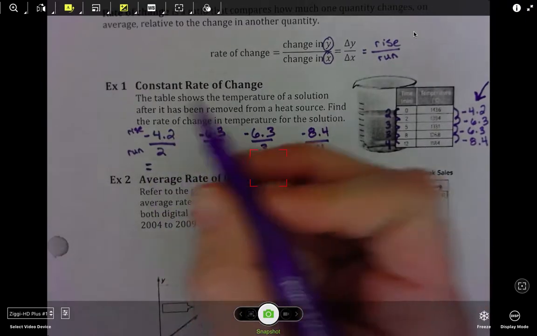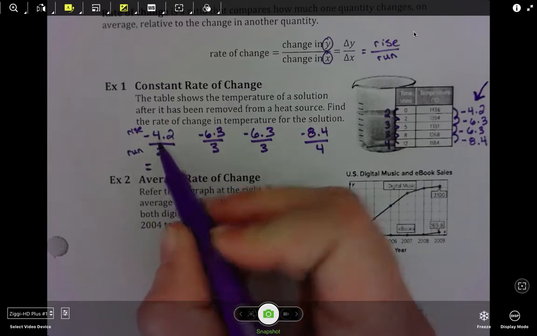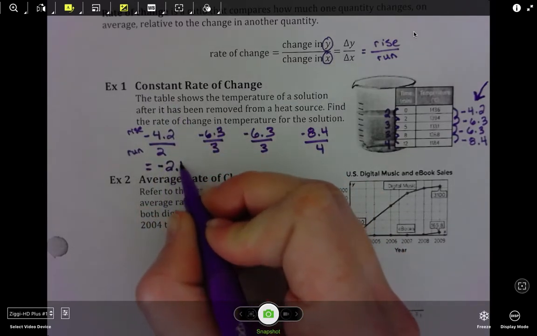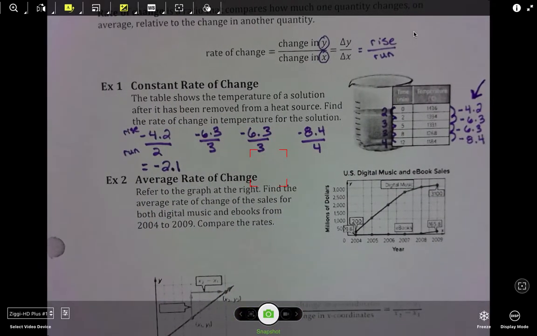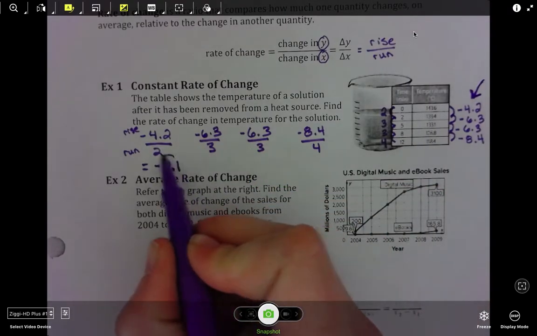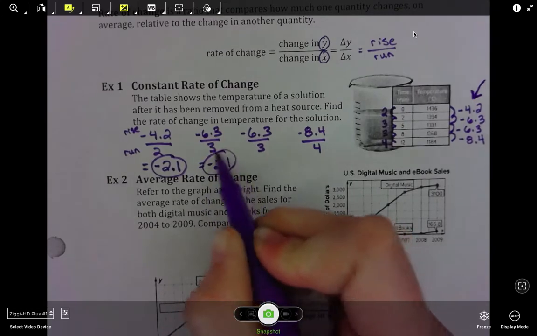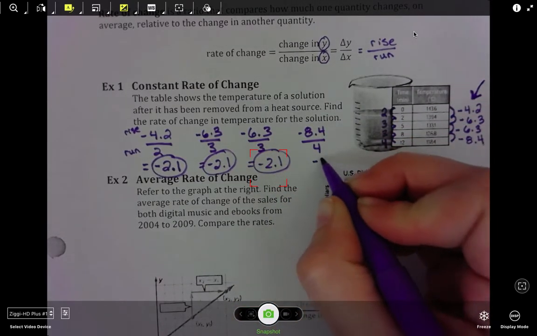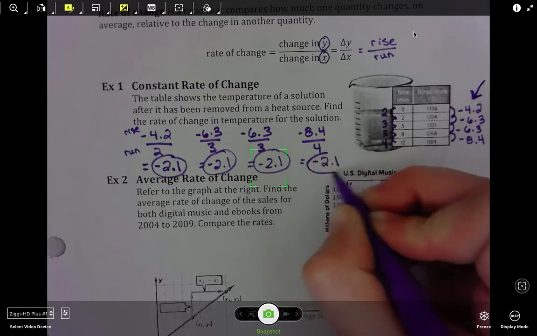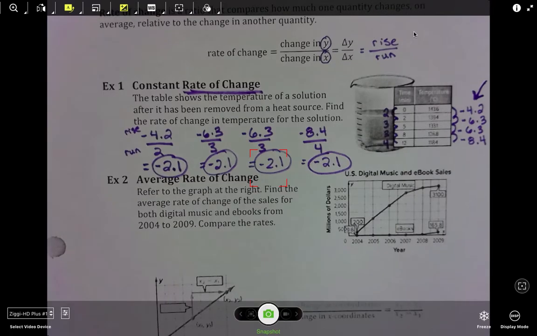Now, if I look at each one of those, and if you take your calculator, or you can do this mentally, negative 4.2 divided by 2, that's dropping 2.1 degrees per minute, okay? If it drops 4.2 degrees in 2 minutes, it's dropping 2.1 degrees in 1 minute, okay? Now, you'll look at these other three, and you'll notice that if I divide, that's also negative 2.1. And that's also negative 2.1. And the last one, negative 8.4 divided by 4, negative 2.1. Okay? So there is where my rate of change is constant, okay? All of them are negative 2.1.